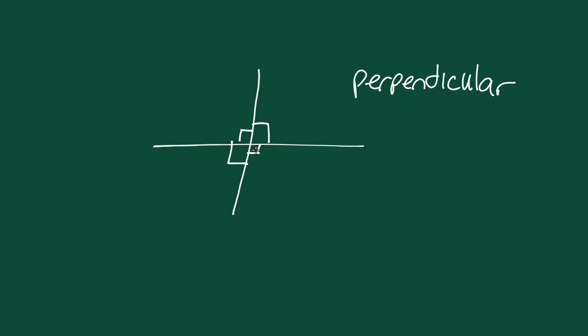Okay, because if this is 90, then the vertical angle would be 90. And then the adjacent angles, the supplementary angles, would be 90 as well. So this is a special type of intersection.